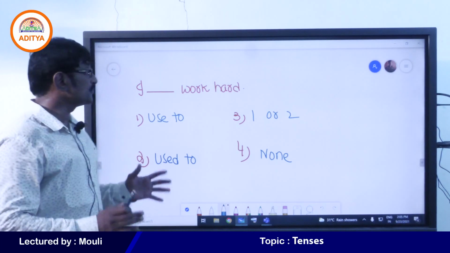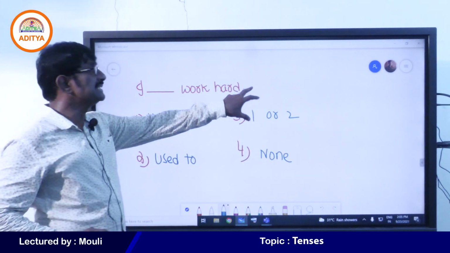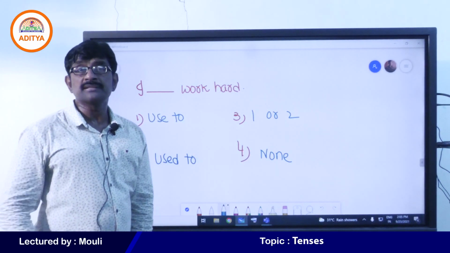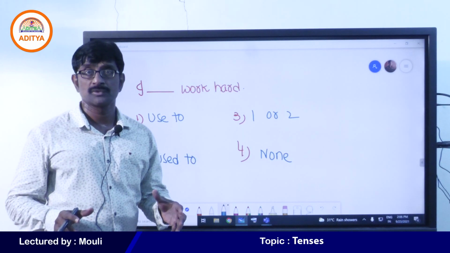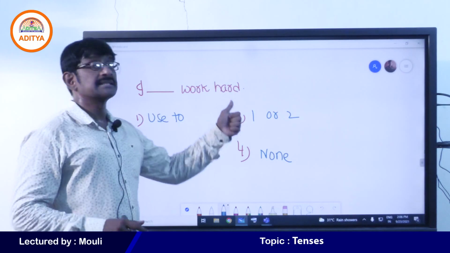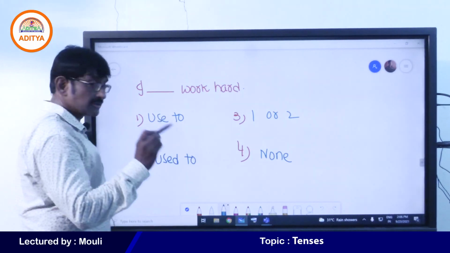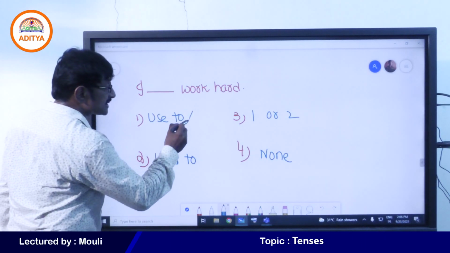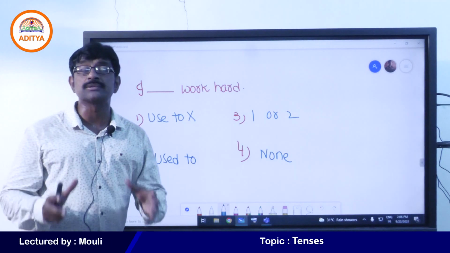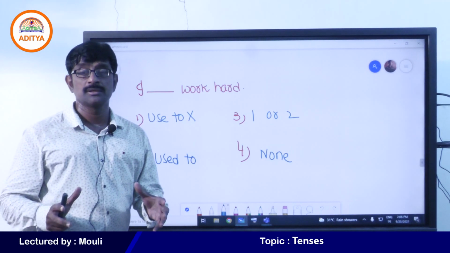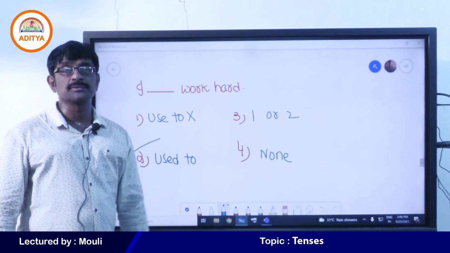Okay students, how to find the right answer? Here no hint is given. That means past time is not given there. Only a sentence is given abruptly. But we know that such kind of sentence is not there in English language. We have only the phrase like this. You write out this, students.